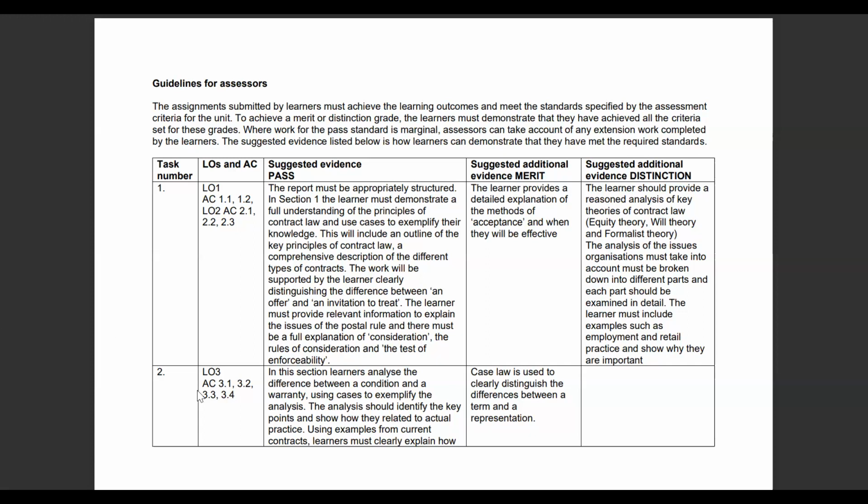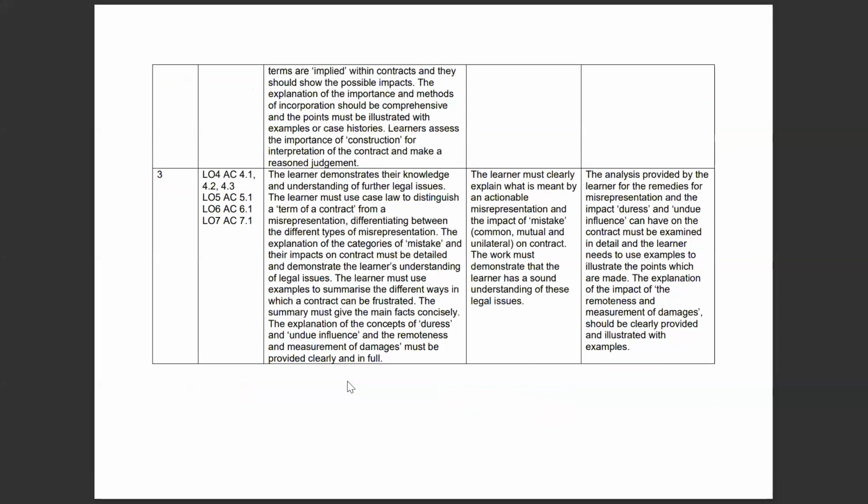In regards to learning outcome 3, task 2, AC 3.1, 3.2, 3.3, and 3.4. In this section, the learner analyses the difference between a condition and a warranty, using cases to exemplify the analysis. The analysis should identify the key points and show how they are related to actual practice. Using examples from current contracts, learners must also explain how terms are implied within contracts, and they should show the possible impacts.